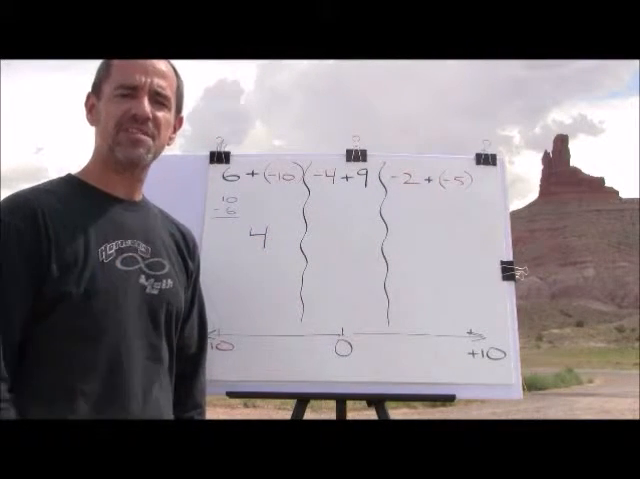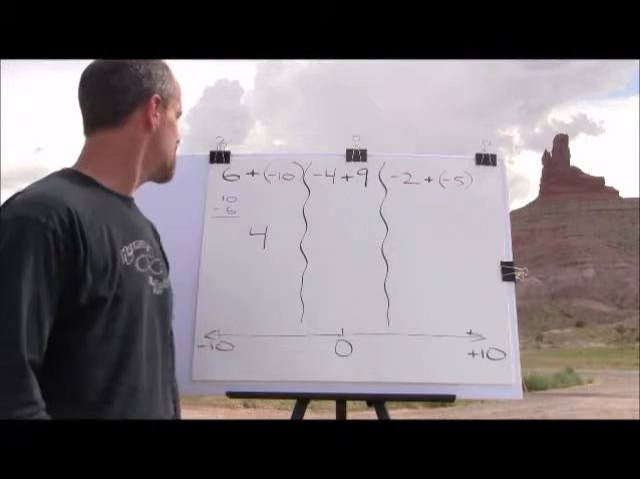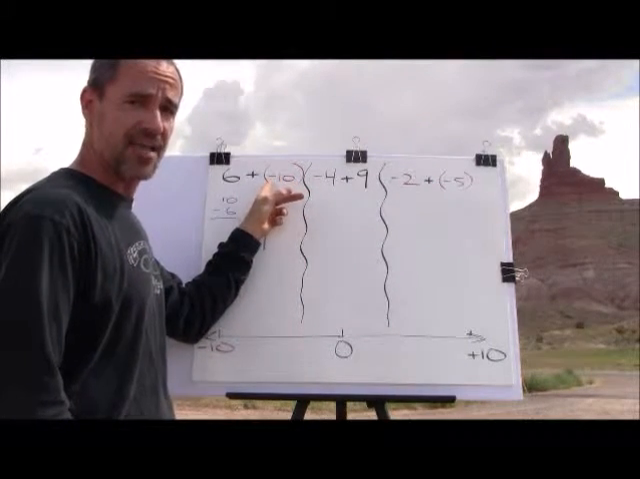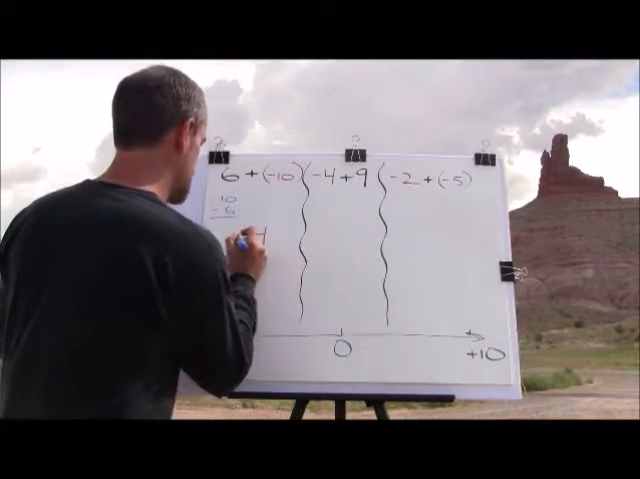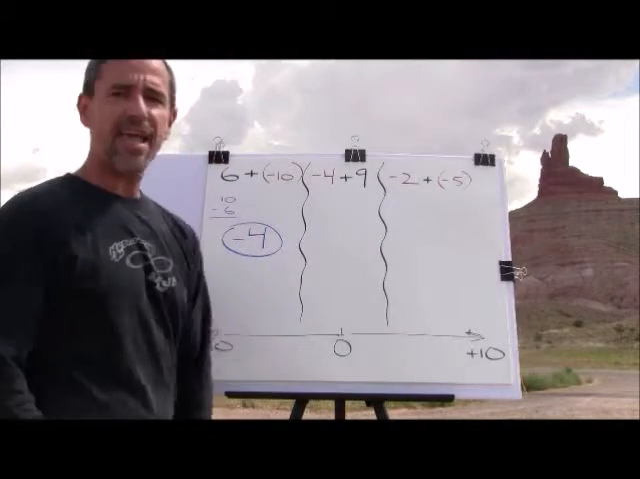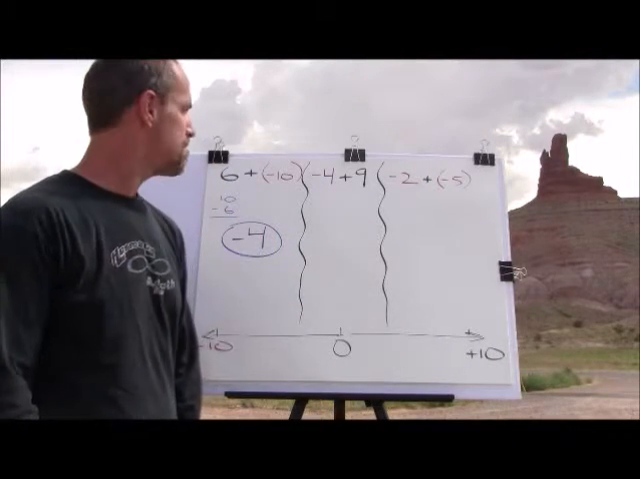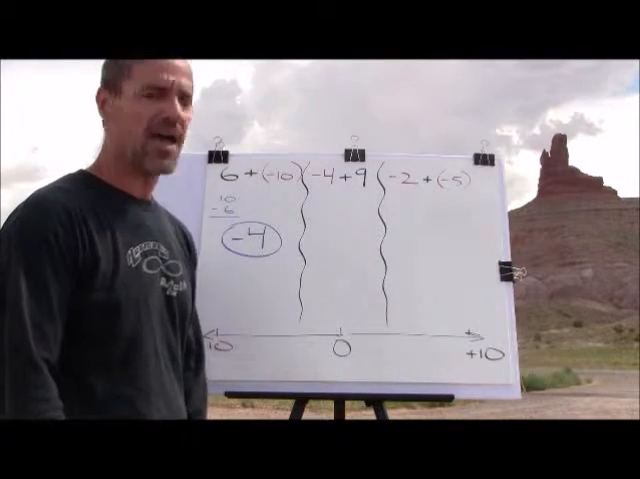And then we're going to steal the sign from the bigger absolute value. So since negative 10 has the bigger absolute value and the sign in front of it is negative, we're going to steal that sign and use it in the answer. So again, confirming what we thought before is that 6 plus negative 10 is negative 4. Let's take a look at negative 4 plus 9.